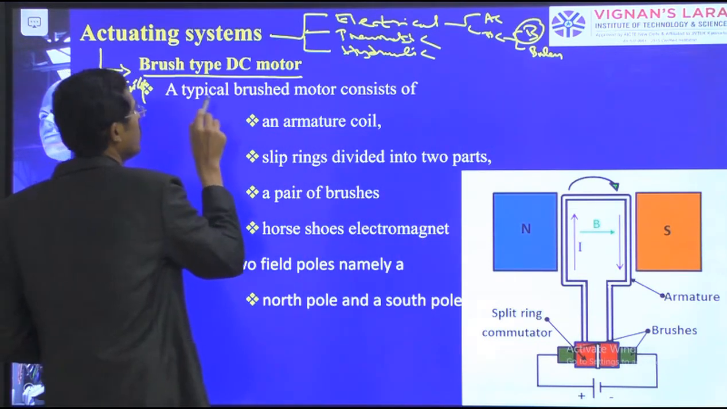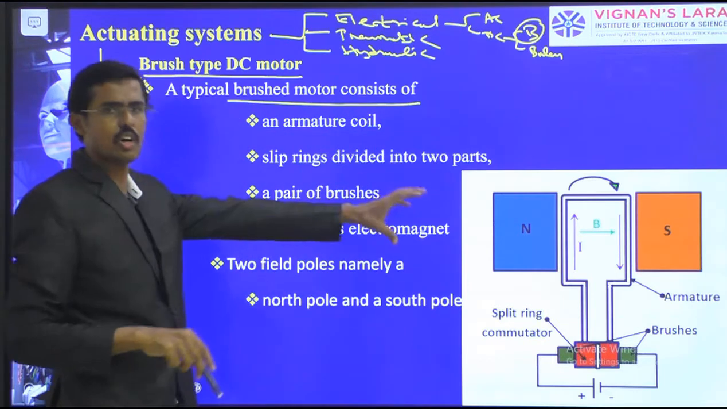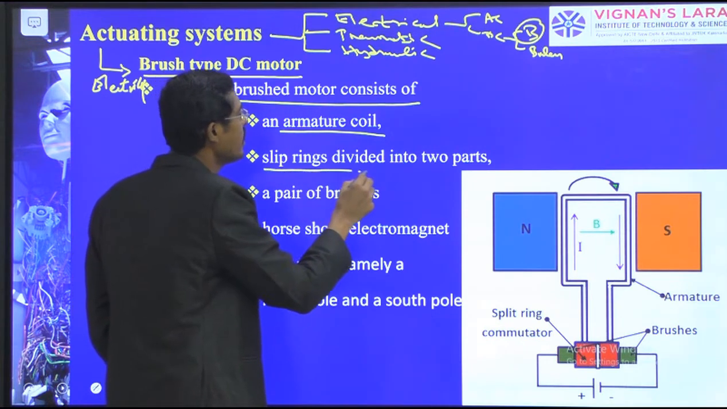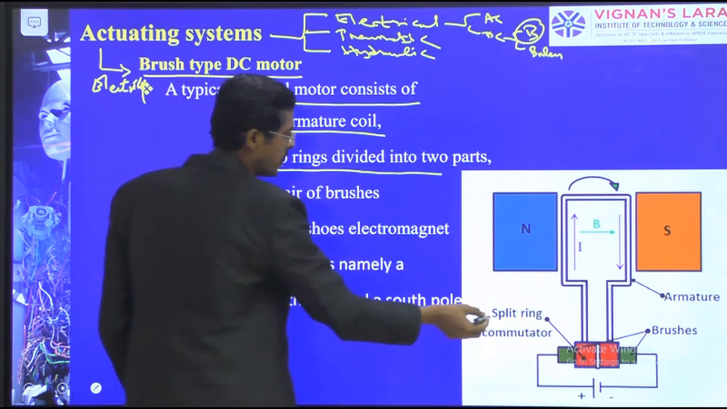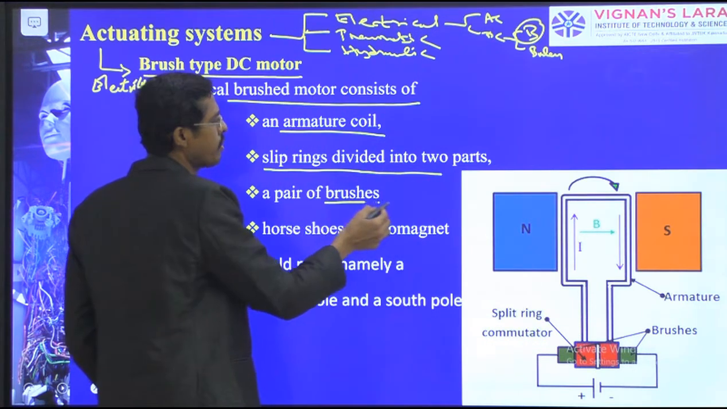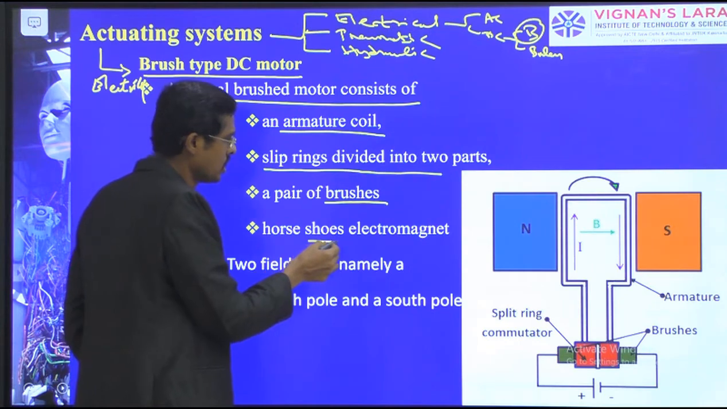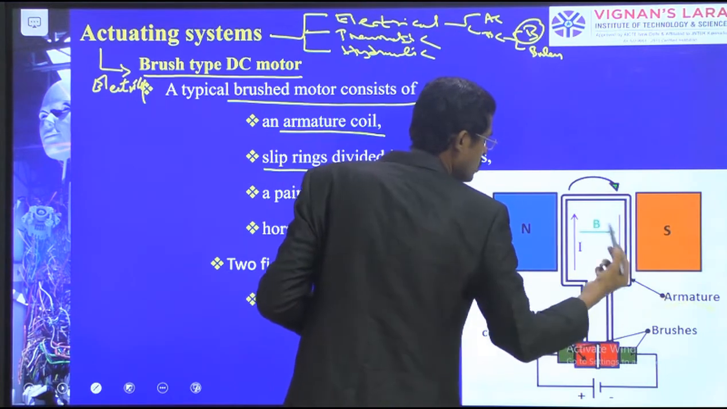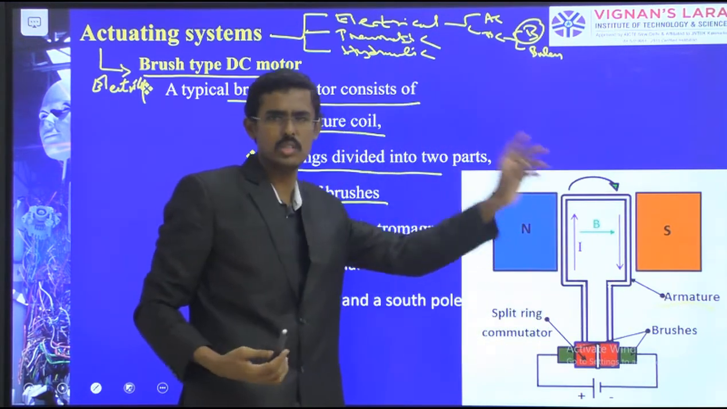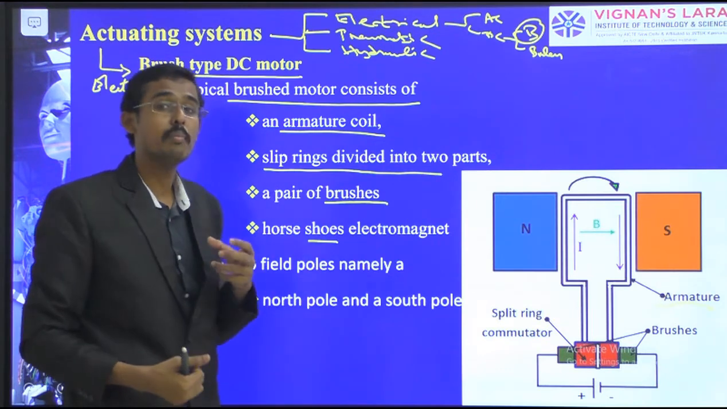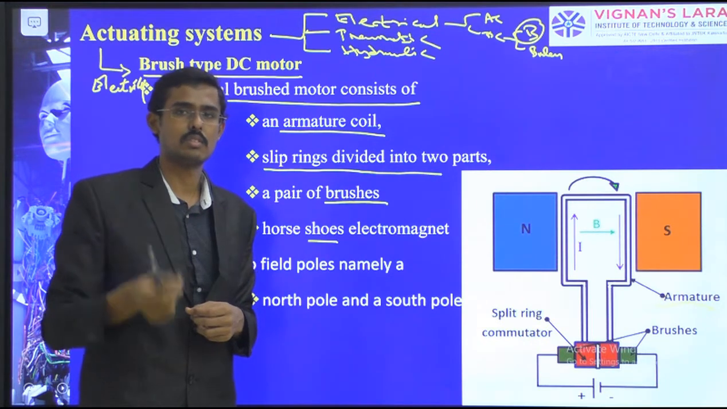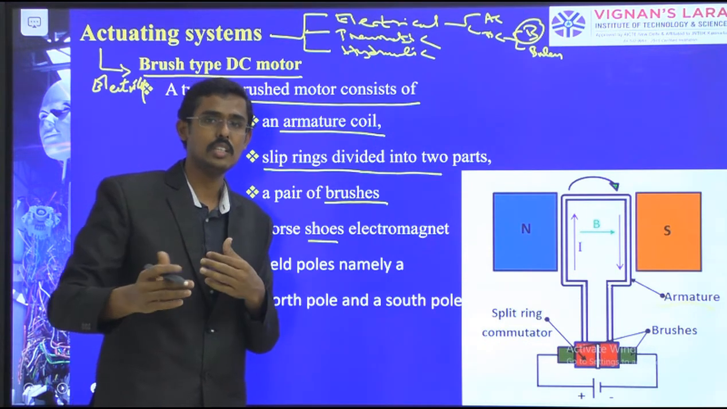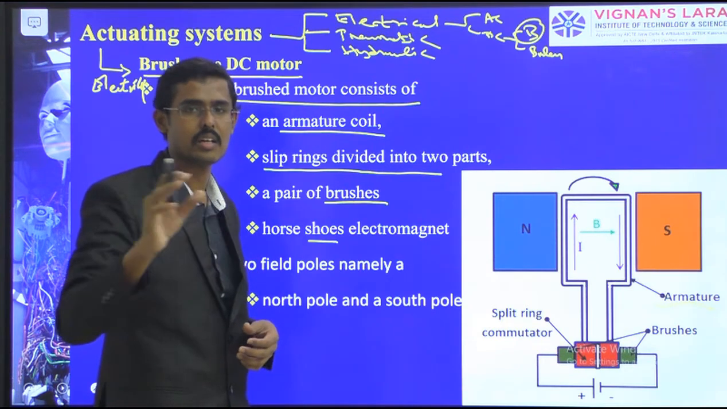So this typical brushed motor consists of the following components: an armature coil, a split ring divided into 2 parts, a pair of brushes, and the horseshoe electromagnets. This is the armature, which is going to rotate in between the poles. This we have already seen in the basic electrical subjects. The same functioning of the motor we should know for the functioning of all electronic or mechatronic systems.